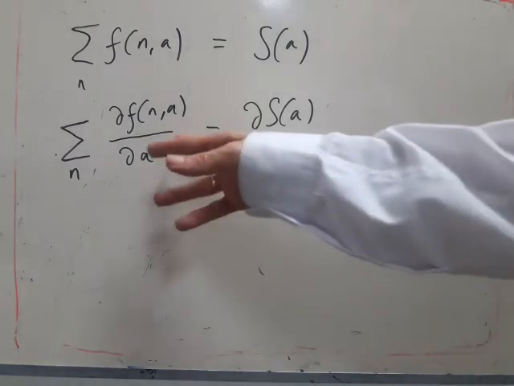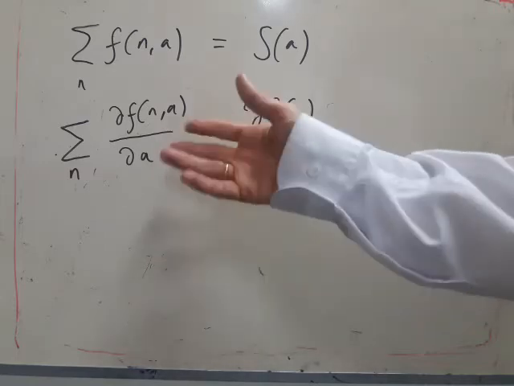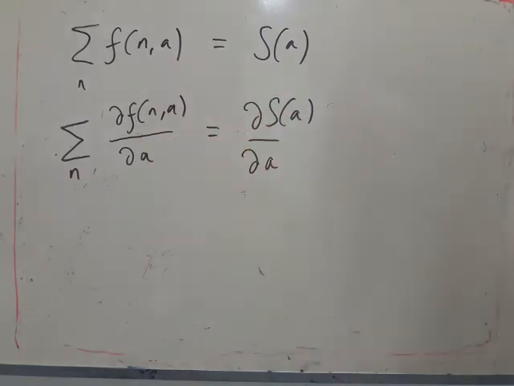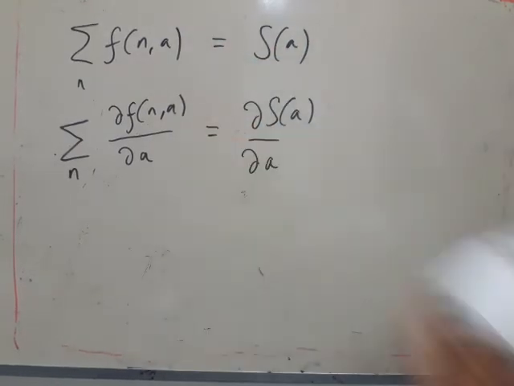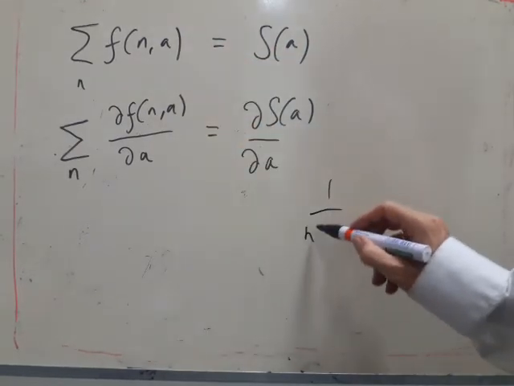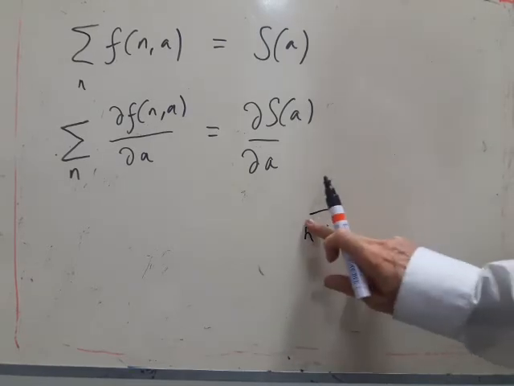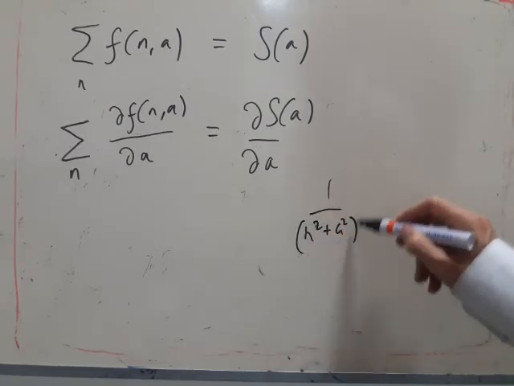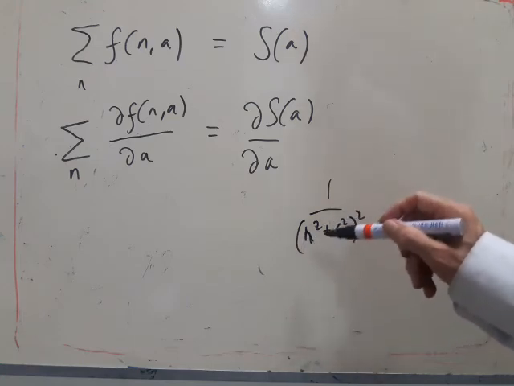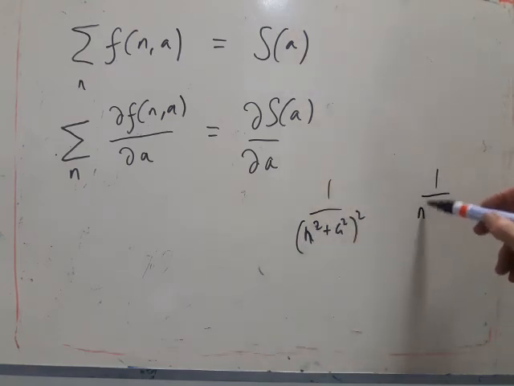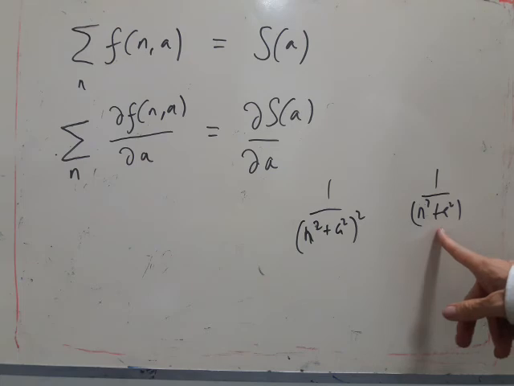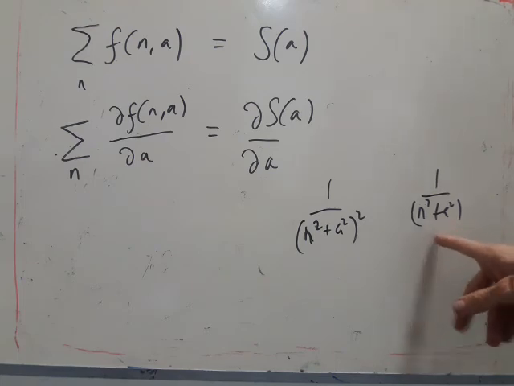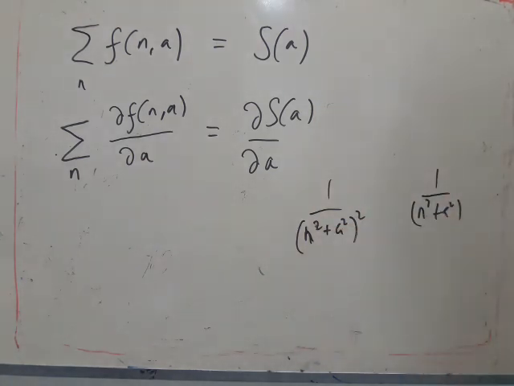So if, for example, you've got n squared plus a squared on the bottom, then obviously you could get that by differentiating 1 over n squared plus a. Obviously you can get that by differentiating this with respect to a, you get something like that. So if you can work out this sum and then differentiate the answer, this will help you get this sum.